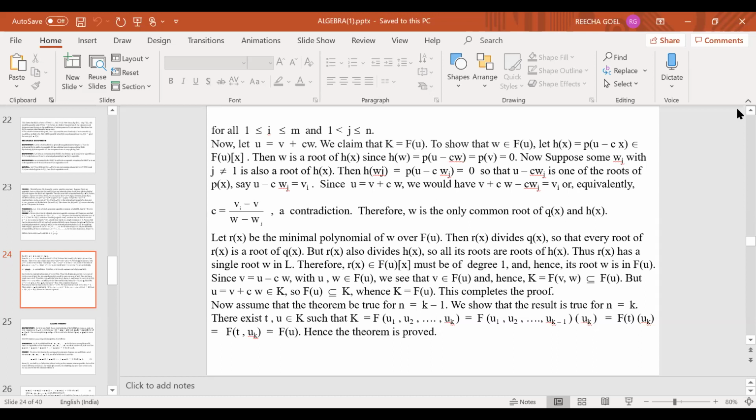So every separable extension, or every extension which is generated by finitely many separable elements, can be thought of as a simple extension. And we shall use this in our further studies.